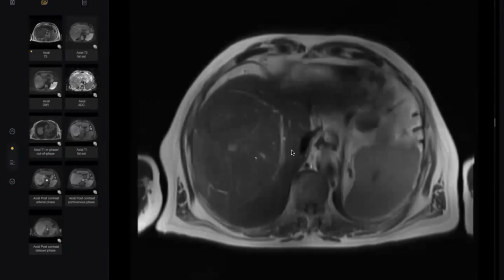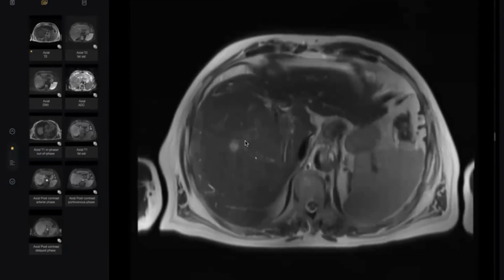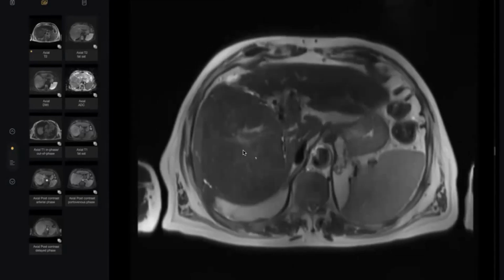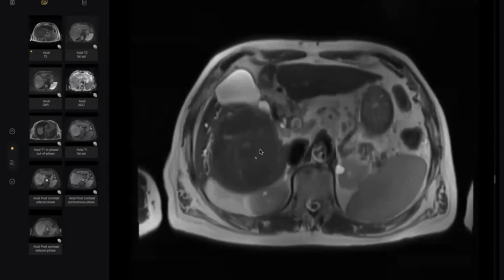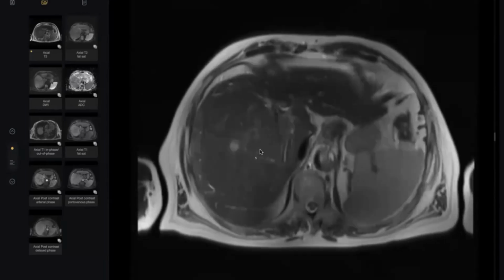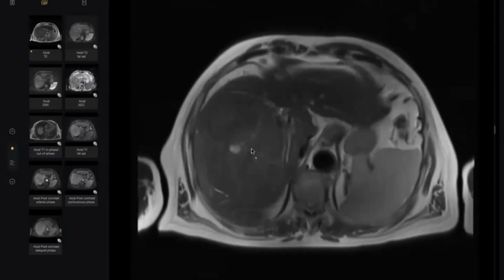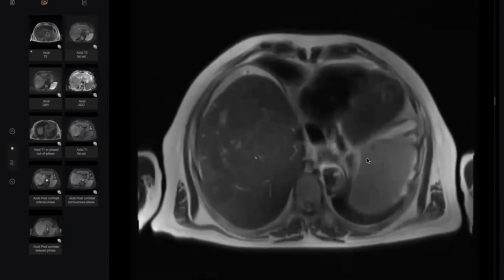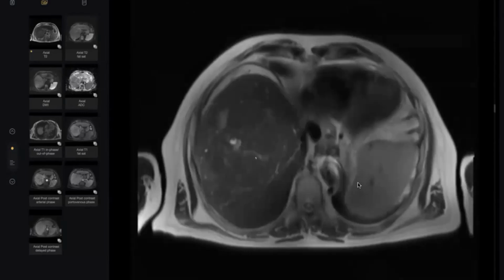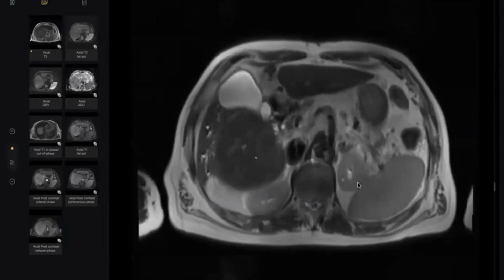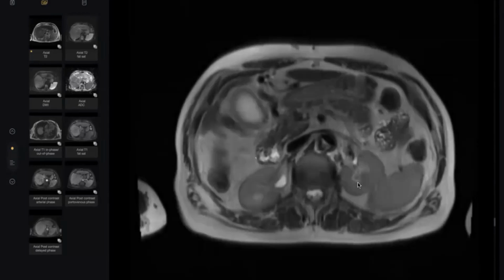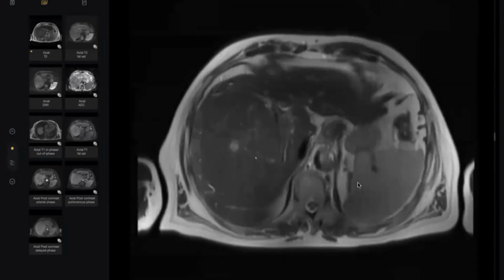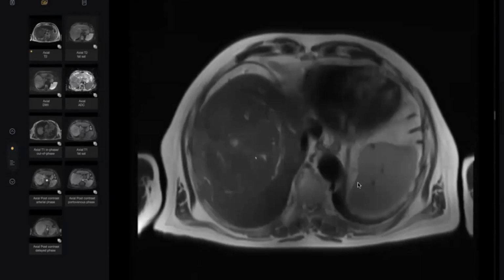So it is iso-intense to the hepatic parenchyma with stellate central hyperintensities within, and a central focus of hyperintensity. The rest of the organs are unremarkable. So I would like to check these lesions in T1 and T1 post-contrast.